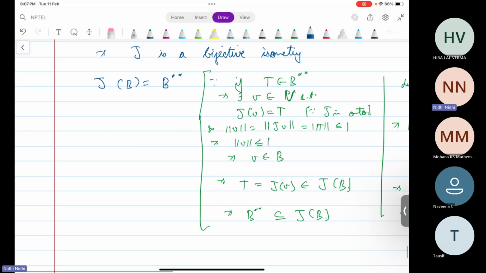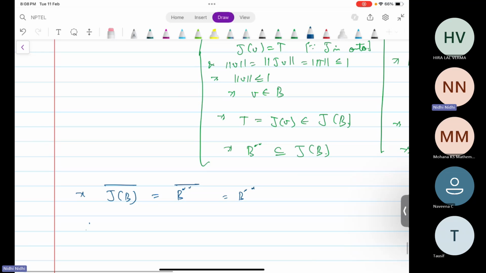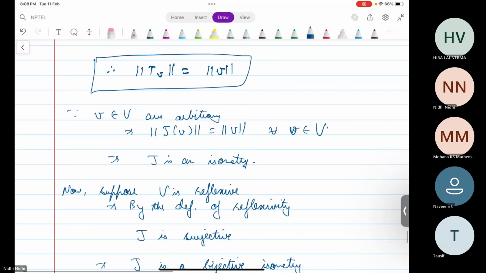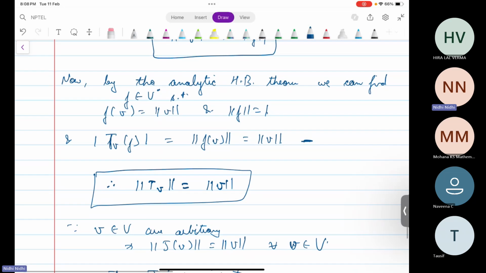This implies we need to show that JB is dense in B star star, so JB closure is equal to B star star closure, which is basically B star star itself because it's the closed unit ball. Therefore, JB is dense in B star star. Means reflexivity of V gives us that JB is dense in B star star.